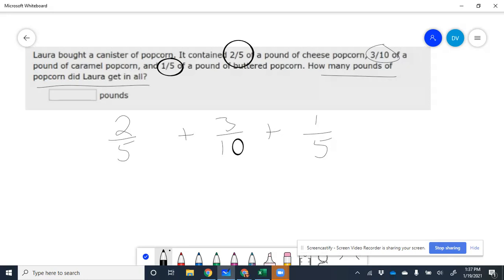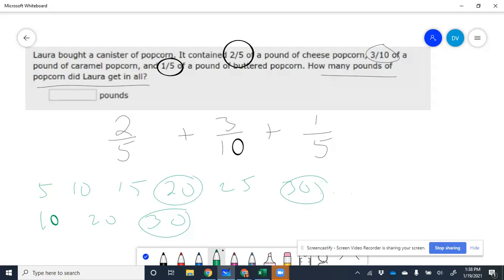Let me make sure. I'm going to show you why. The multiples of 5 would be 5, 10, 15, 20, 25, 30. We could go on all day, but I'm going to stop there. And the multiples of 10 are 10, 20, and 30. And they have a couple of things in common. They both have a 30, they both have a 20, but they also both have a 10.